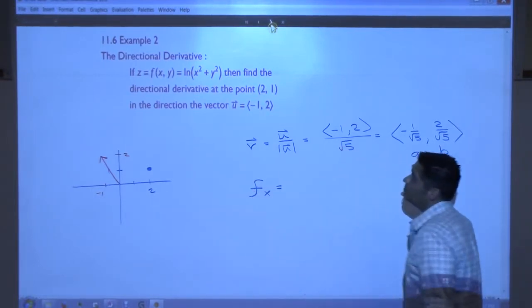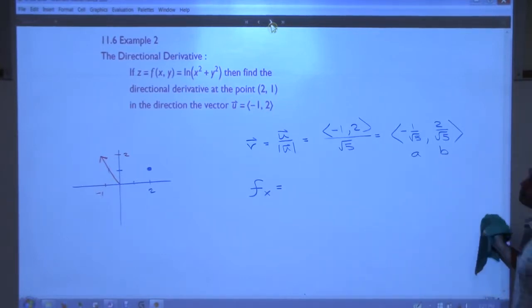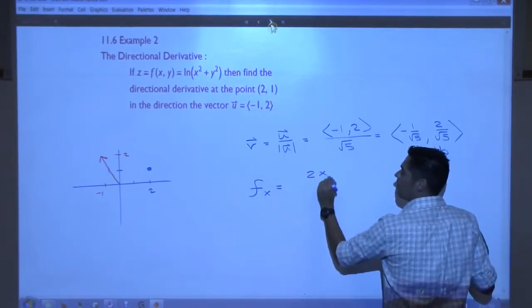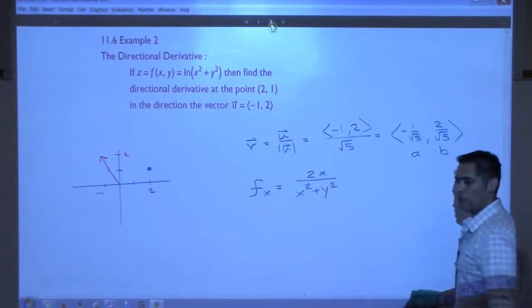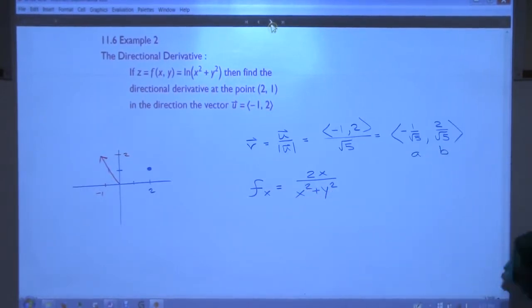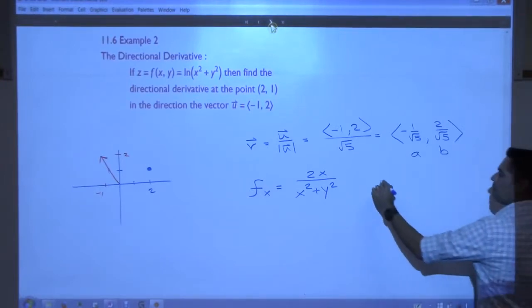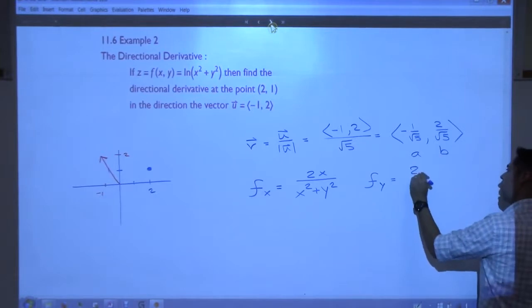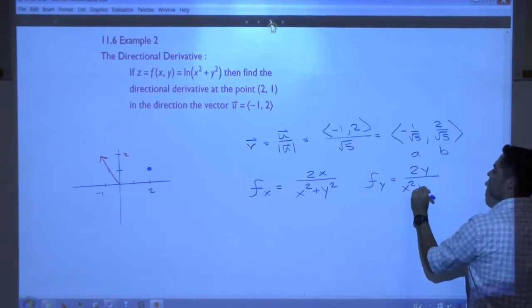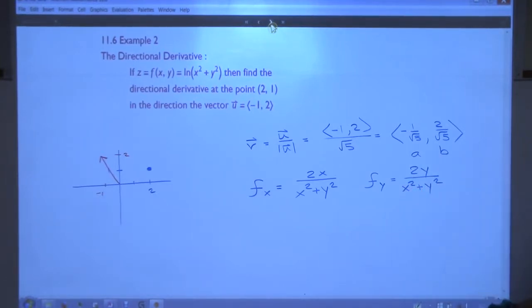Partial with respect to x: 2x over x squared plus y squared. So derivative of natural log of something is 1 over it, and then, okay, partial with respect to y is 2y over x squared plus y squared. There we go.